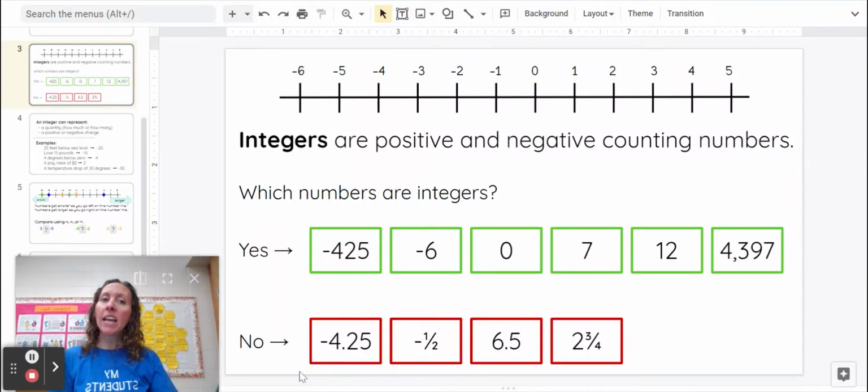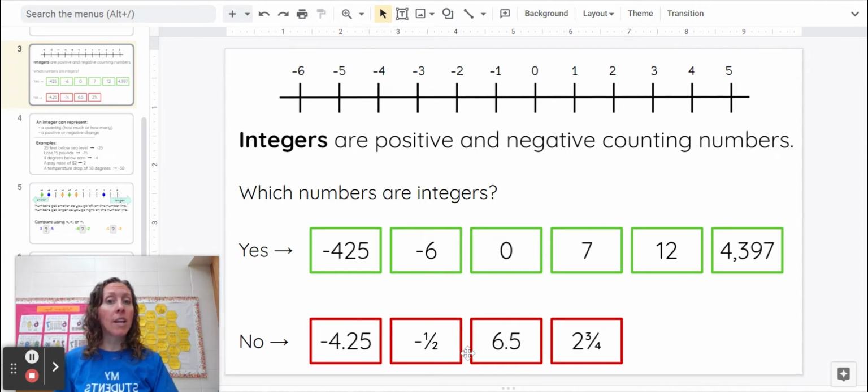Integers are positive and negative counting numbers, as well as zero. So all of these numbers here on the number line are integers, but it keeps on going in both directions. So here's a few more examples of integers in green. All of them are like a whole number, positive or negative, so there's no fractions and no decimals.